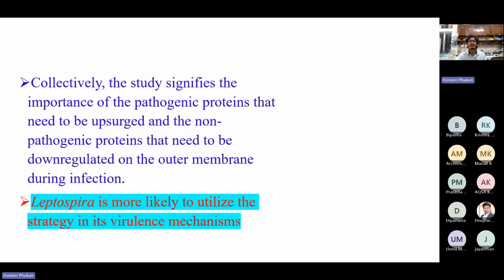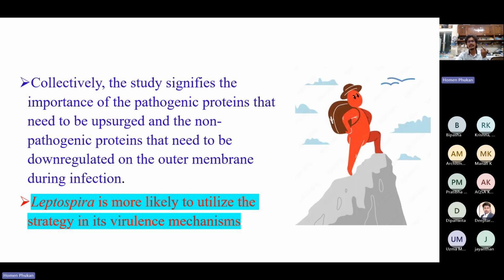At the same time, it has very limited surface to allow them to sit on the outer membrane. So because of that, it will allow only those particular proteins which are functionally important for the particular situation and which can sit on the outer membrane. So Leptospira is also more likely to utilize this strategy in its virulence mechanism.